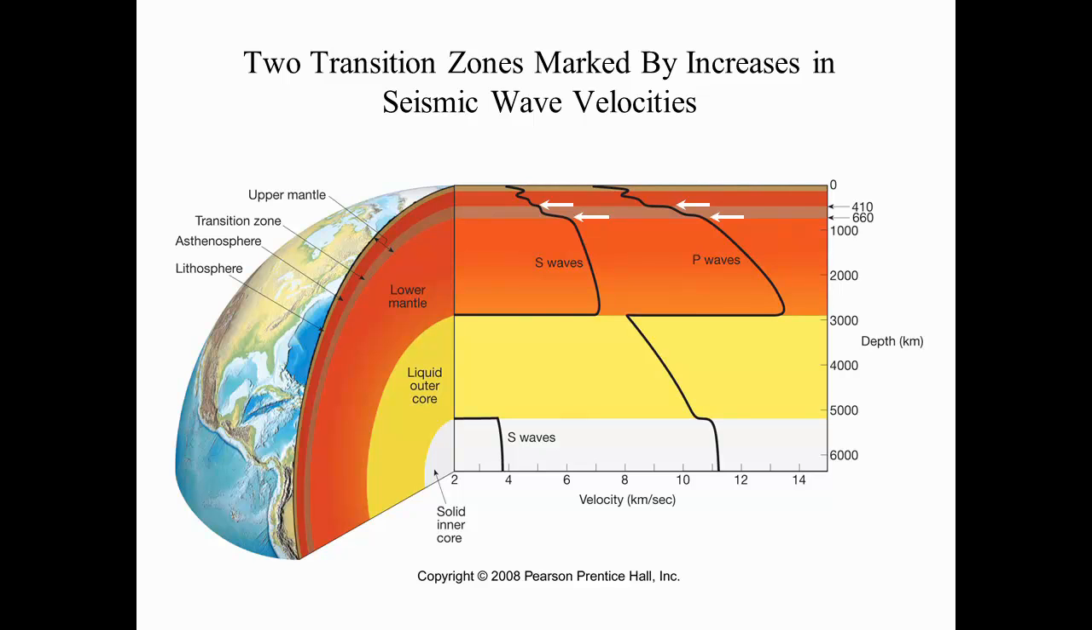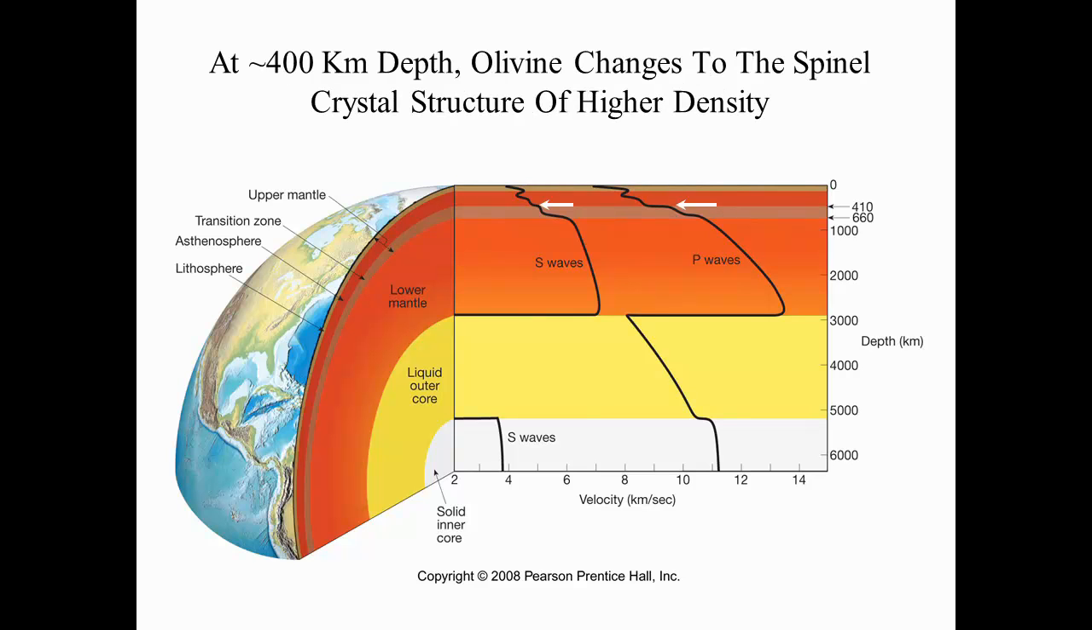Now, as we go deeper, we encounter two transition zones, both marked by increases in seismic wave velocities as determined by both S waves and P waves. The shallower transition zone, located at a depth of around 400 kilometers, is where the mineral olivine changes into a spinel crystal structure of a higher density.